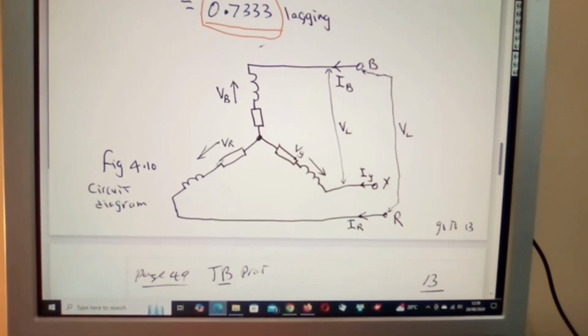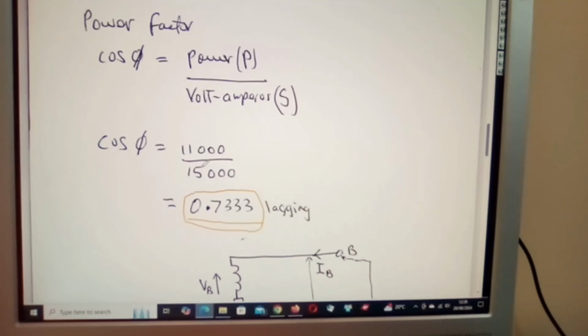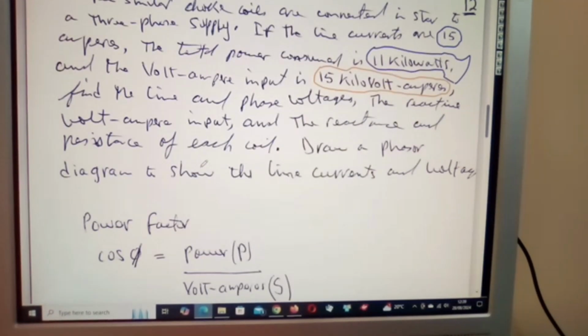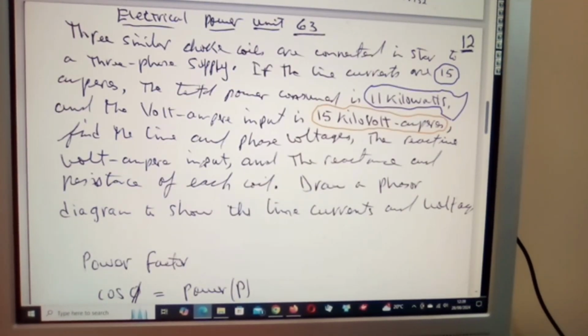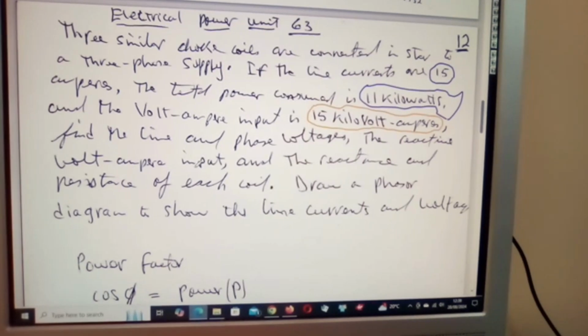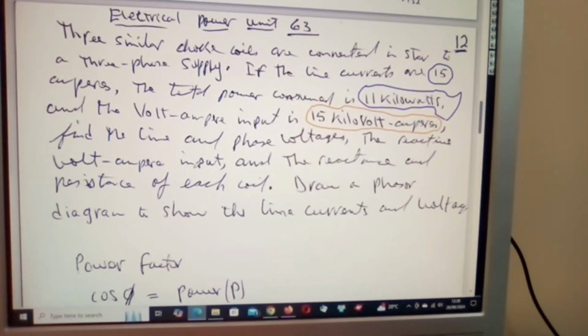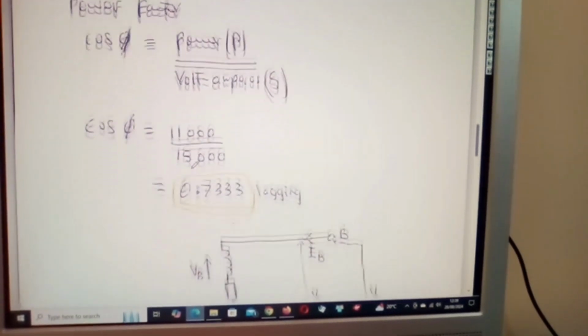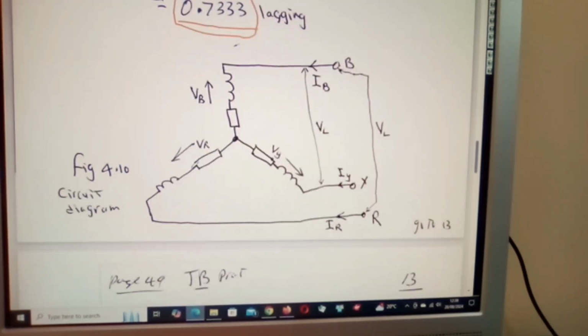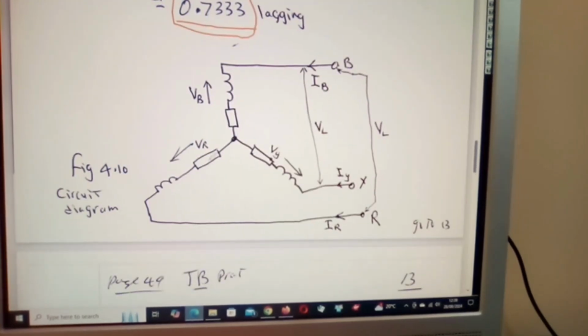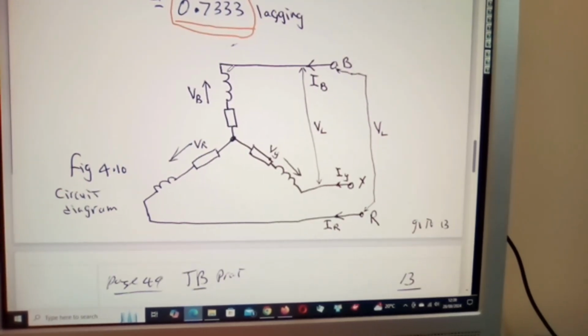Hang on, let me look back at my question again. The three similar choke coils are connected in star. I did draw a diagram that represented my star connection, and you can see here that these are the chokes. These are each choke. A choke is simply a coil.